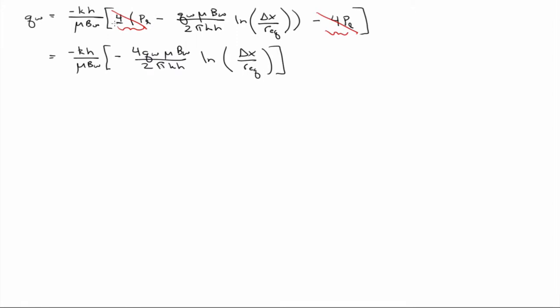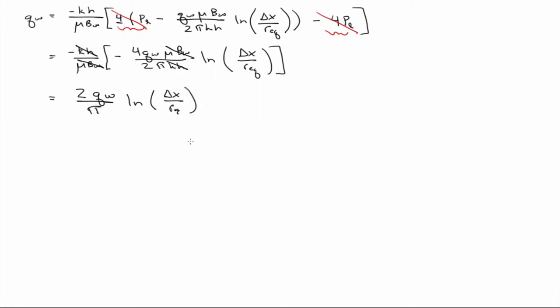No, below that. Well, so I'm distributing the 4, right? So the 4 PLs cancel, but then I still have to multiply 4 times QW mu. Okay, so it looks like the KHs will cancel, the mu BWs will cancel, and then I have minus a minus, so that's a positive, right? And 4 divided by 2 is 2. So I have 2 QW over pi times the natural log of delta X over R EQ.